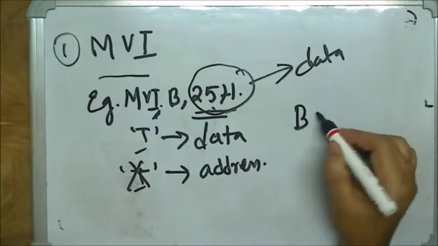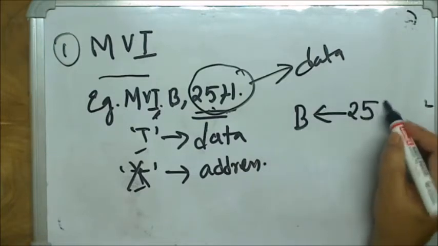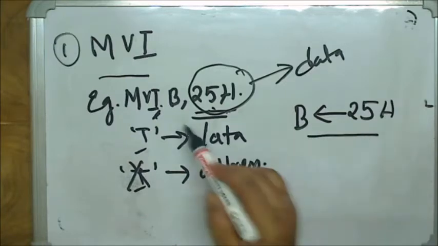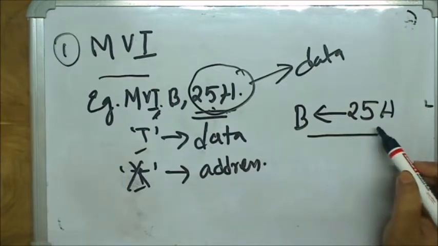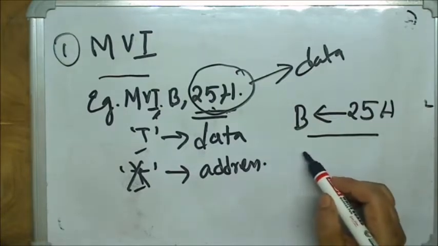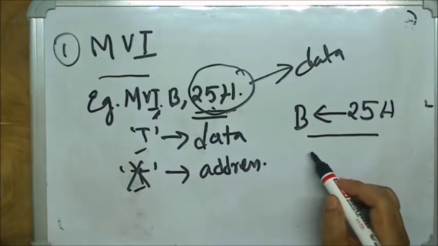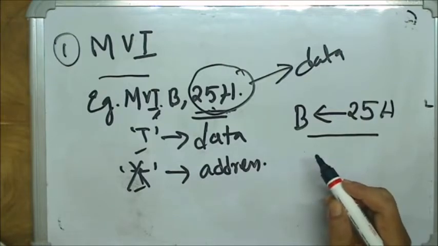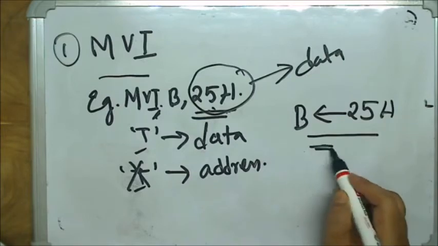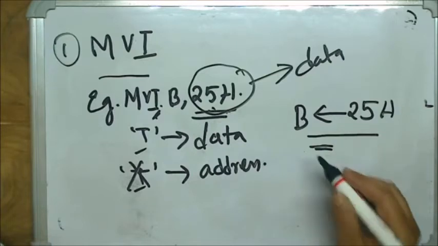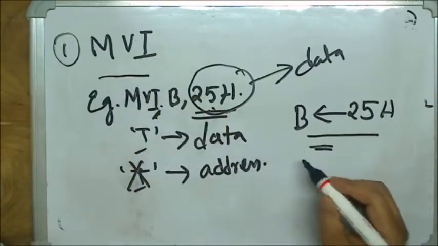So the data 25H gets loaded into register B immediately. The move immediate, that is MVI B, 25H, means move immediately the value 25H into register B, the simplest instruction. So register B gets the value 25H. Whenever you write any program, you have to initialize some of the registers. Whenever you want to put any 8-bit data in any register, you can use this instruction MVI.